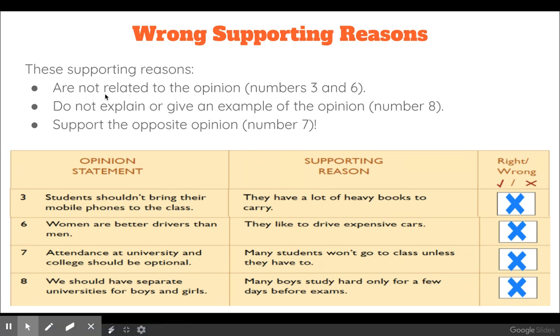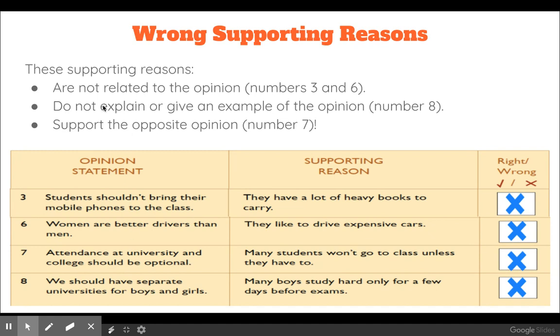Well, they're either not related to the opinion, so numbers 3 and 6. Here we're talking about bringing mobile phones to class, and then they talk about heavy books. Well, we're talking about students and carrying things, but that's not related to mobile phones, right? Those two don't have any relationship to each other. And again here, women are better drivers. It doesn't matter that they drive expensive cars. These two things aren't related.